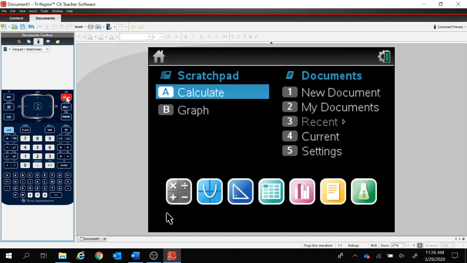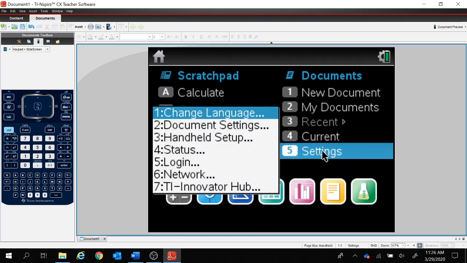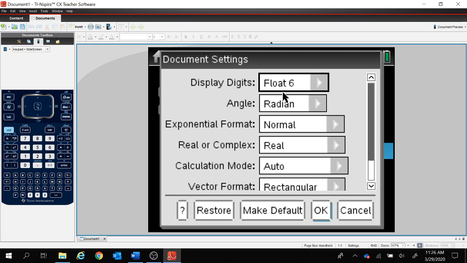All right, so basically you want to go to the home screen and then go to settings, which is number 5 here. Go to document settings, and then where it says angle measurement, you want to go to degree. Now, if we had completed all those problems on part 1 with this calculator, we would have gotten all the wrong answers because it was on the wrong angle measurement. But I just used my own personal calculator, so everything was good. And then once you have that switched to degree, you can either say make default or say okay. It doesn't really matter, just as long as you're able to change the setting for right now.